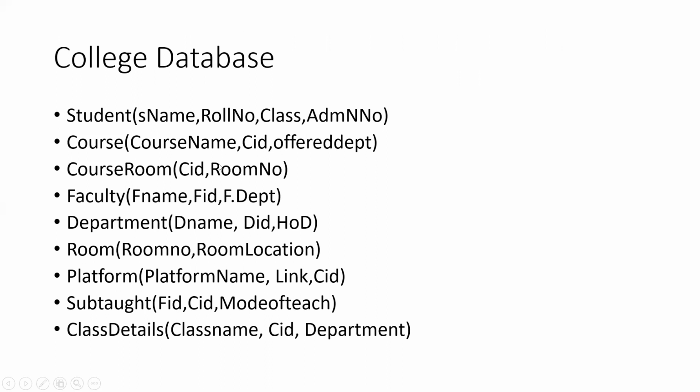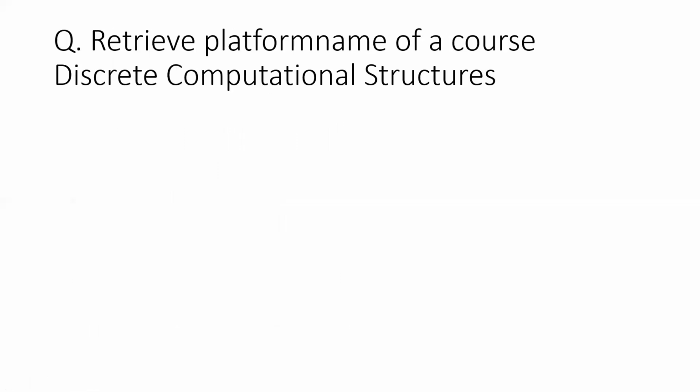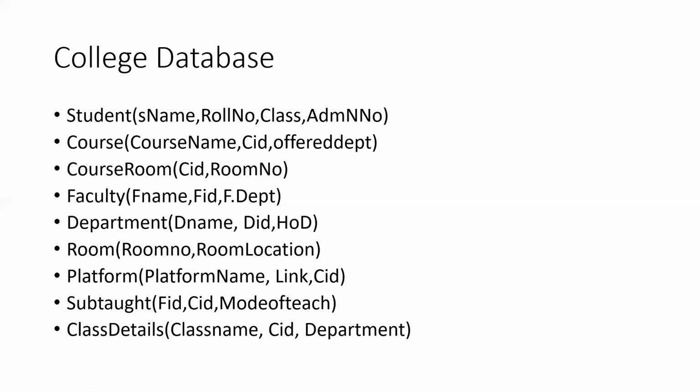So for retrieving the course name, we can use the course relation, which has course name, course ID, and offering department. So we can combine platform and course. How to combine? Using the course ID. So platform cross course.